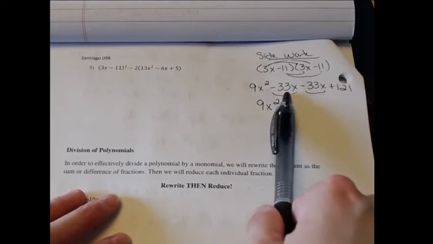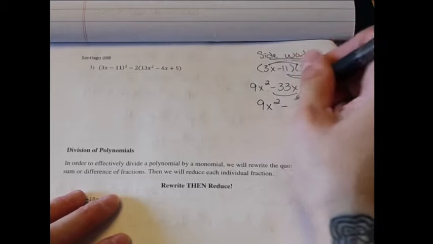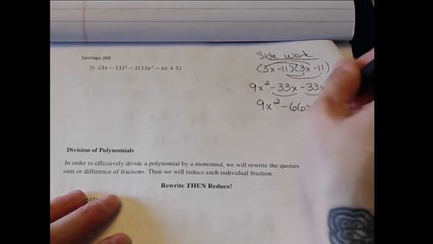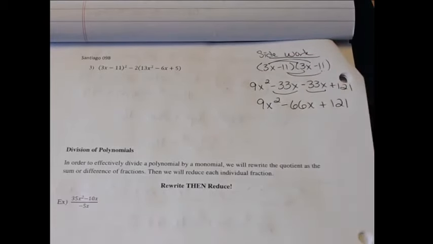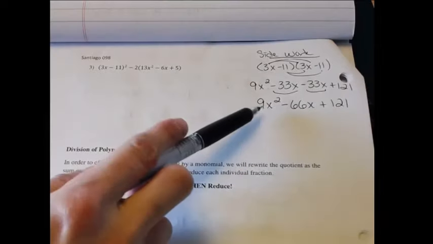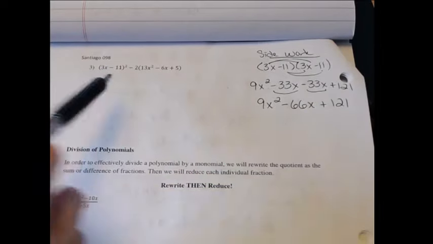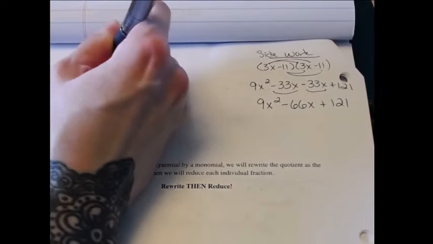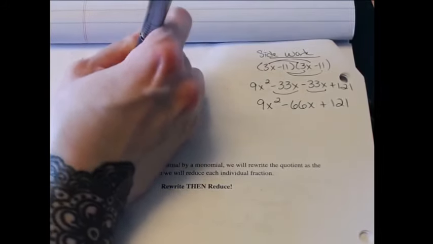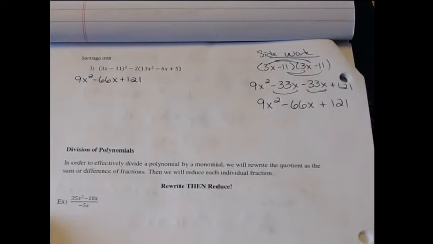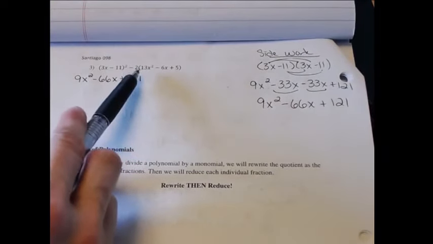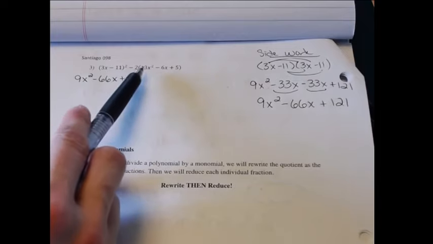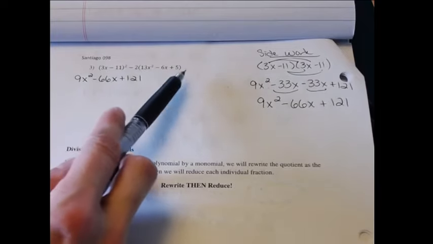And negative 33 and another negative 33 is a negative 66x. And then finally, plus the 121. We're going to bring this expression right underneath what we evaluated. So we have 9x squared minus 66x plus 121. Notice for our second set of parentheses, we have a minus 2 times 13x squared minus 6x plus 5.